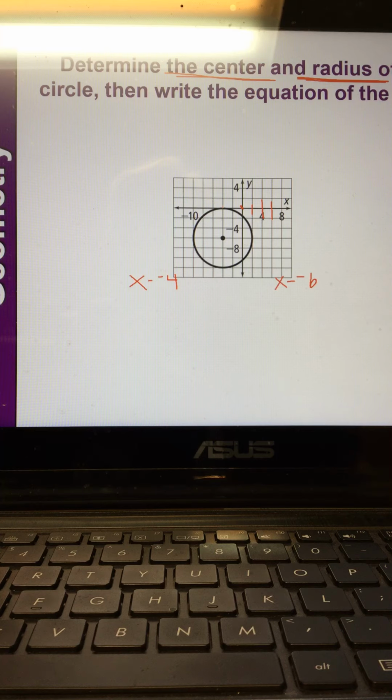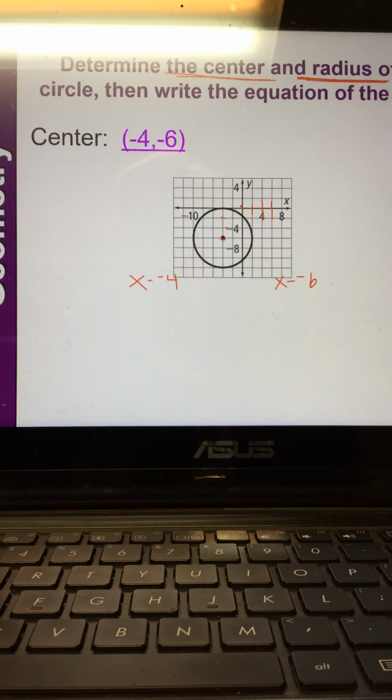That's negative. So it looks like my center is going to be negative 4 in a minute. And then I'm moving 2, 4, 6 down. So I think that's going to give me a center of negative 4, 6. And then we have to count our radius.